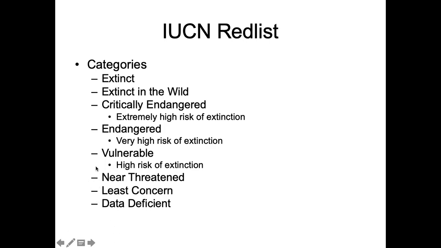Then we have near threatened, which is kind of medium. They're not doing great, but they're not about to blink out. We have least concern, which means for all we know, they seem to be doing just fine. Their populations are stable. We don't expect them to go extinct anytime soon. And data deficient means that we really don't have enough information about the species to put it in one of these other categories. If it's data deficient, it's unlikely to be extinct, but it's possible that there are some species that are extinct that are data deficient.